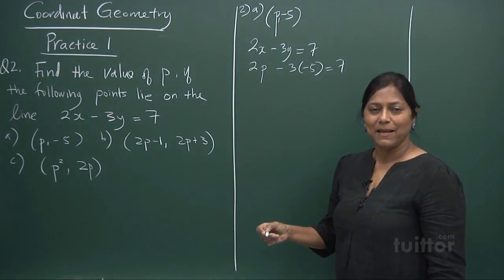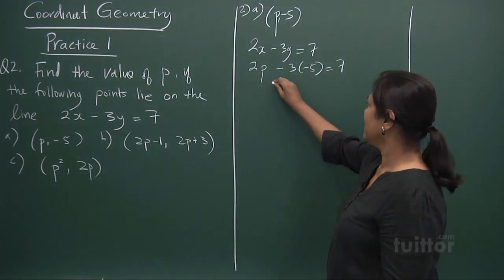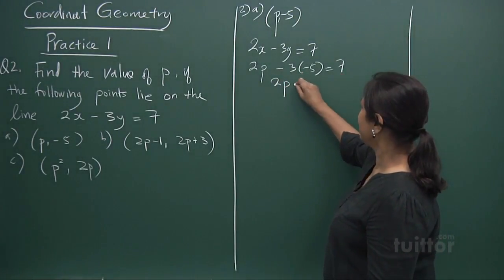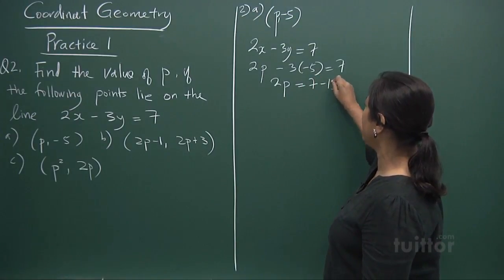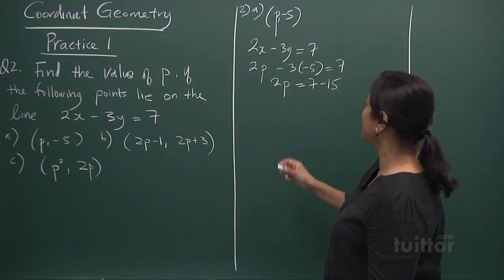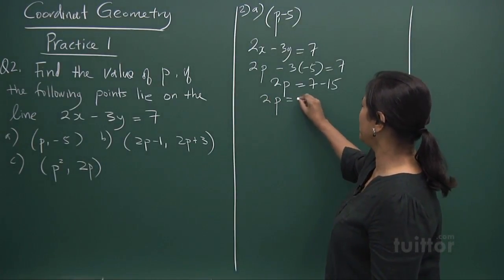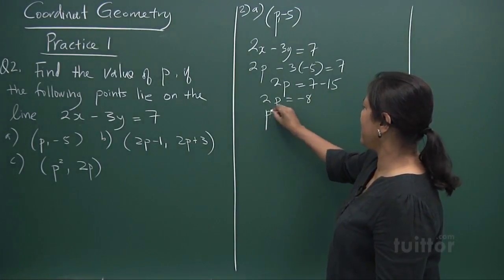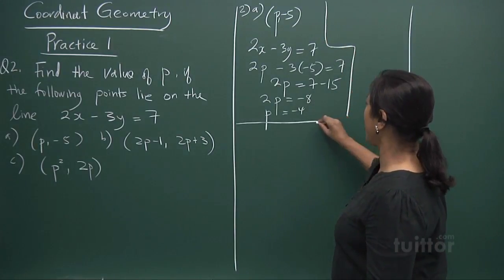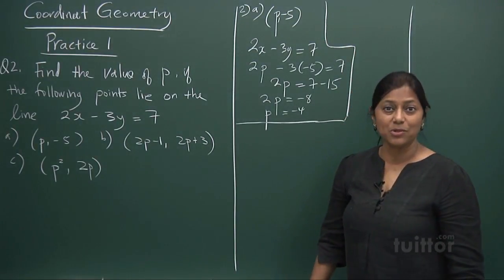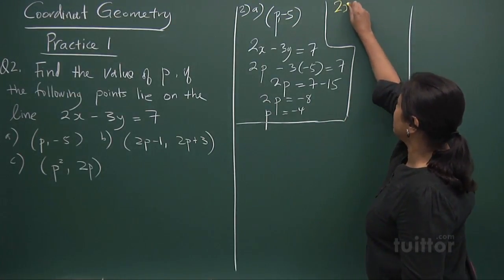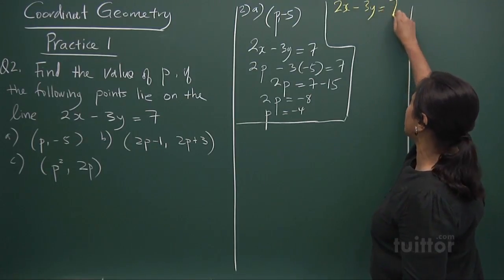Do you get that? Minus times minus is a plus. So 2p plus 15 is 7. Bring your 15 over, it becomes a minus. And 7 minus 15 is minus 8. So your 2p is minus 8 and your p is minus 4. We're just required to solve for p. That's your solution.